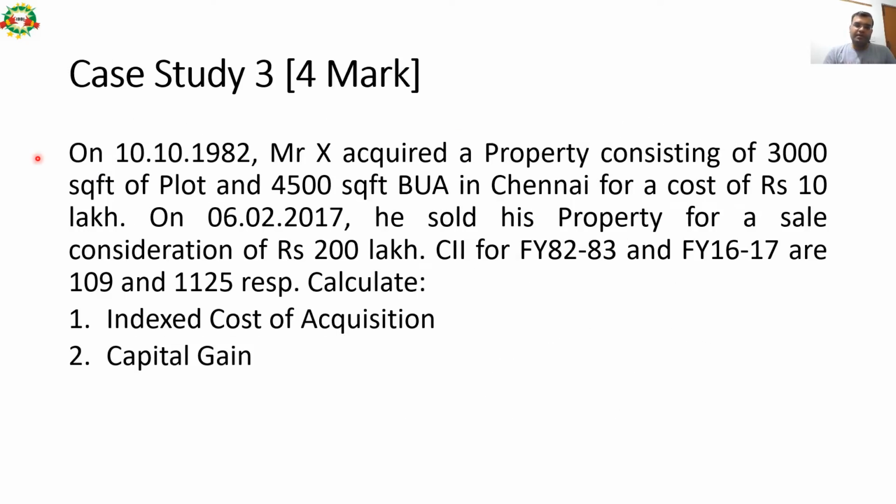Another case study for 4 marks. On 10 October 1982, Mr. X acquired a property consisting of 3000 square feet of plot and 4500 square feet of built up area in Chennai for a cost of rupees 10 lakh. On 6 February 2007, he sold his property for a sale consideration of 200 lakhs, or 2 crore. CII for financial year 82-83 and financial year 16-17 are 109 and 1125. Calculate index cost of acquisition and capital gain.